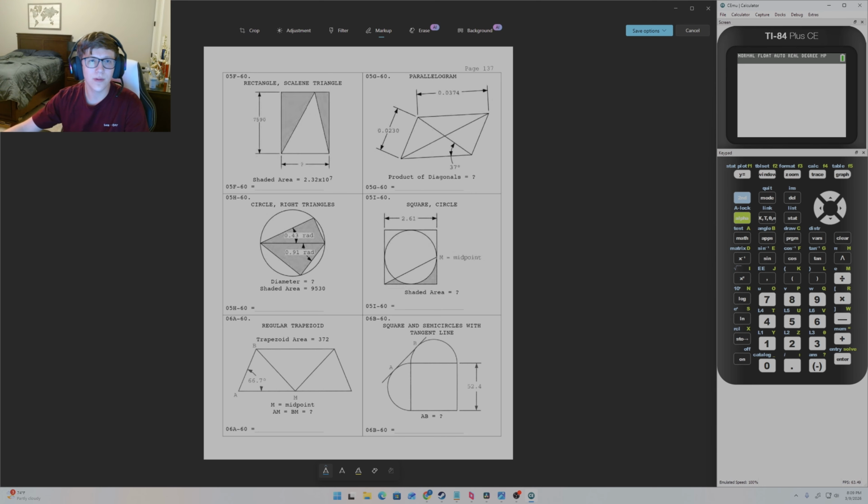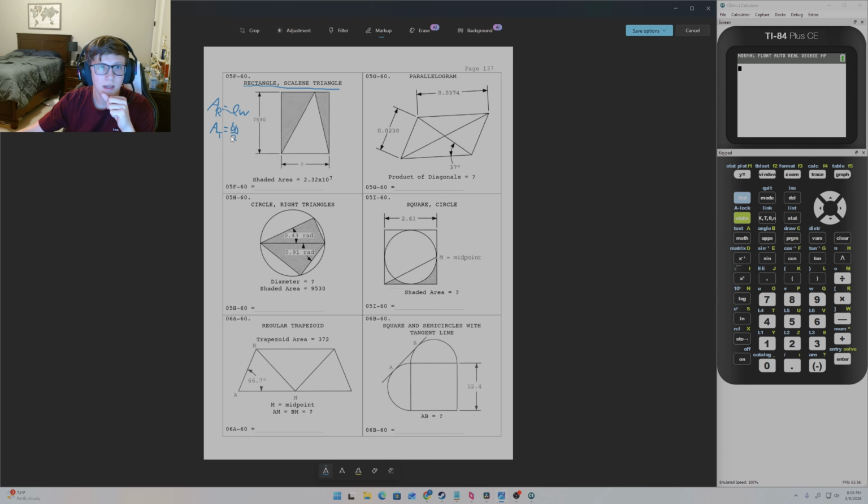So we're given a rectangle and a scaling triangle. Okay, so the area of a rectangle, as you know, is just length times width. That's the area of a rectangle. Now the area of a triangle, I'm just going to write a T, is equal to the base times the height divided by 2, right?